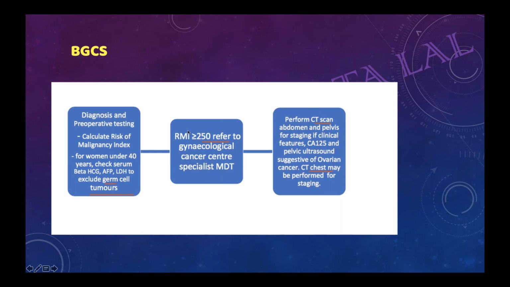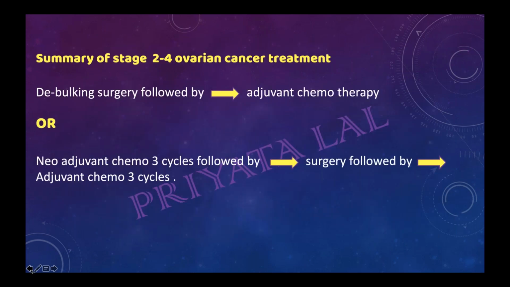So this is again the same thing, but it is a chart from the BGCS. Therefore I wanted to put it here. So that's the complete pathway for this epithelial cancer treatment. Usually questions are framed in the referral pathway and the treatment according to the stages. Therefore I have made it in a similar manner.